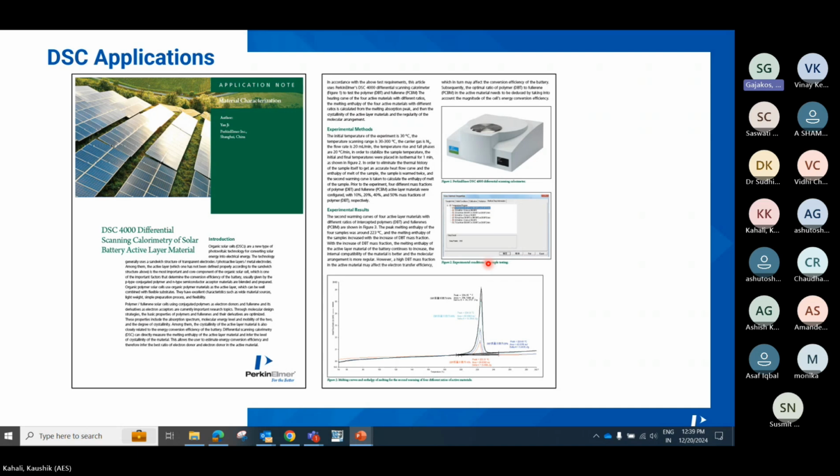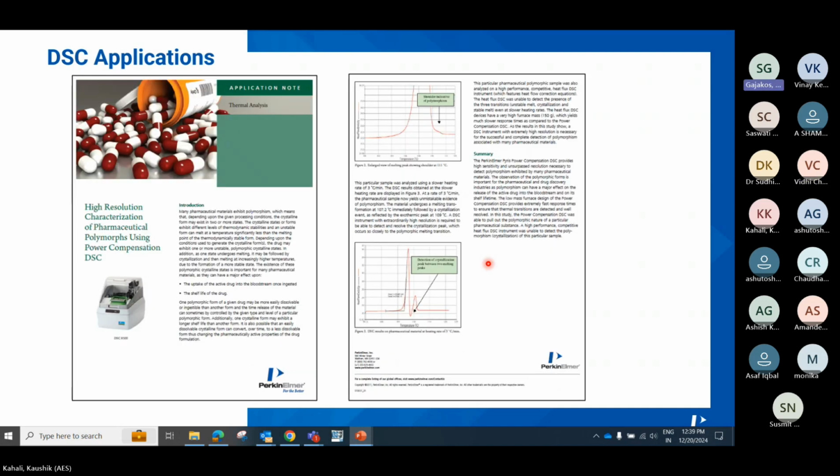Researchers or manufacturers get this type of information to select the material for their final product. Okay. And next slide, Kaushik. Okay. So the next application we have taken is again from the pharma industry.